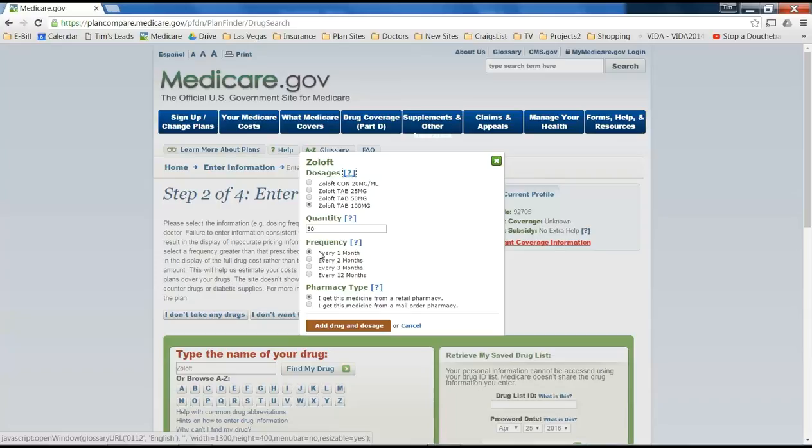I always leave the quantity and the frequency the same unless for some reason it's something different. Normally this is pretty close. If you're making changes, it's an unusual prescription. So just be aware of that. And then for pharmacy, I'm going to leave that I get this from a retail pharmacy as well. It will show us the mail order pharmacy and the information. So I leave this on retail pharmacy.